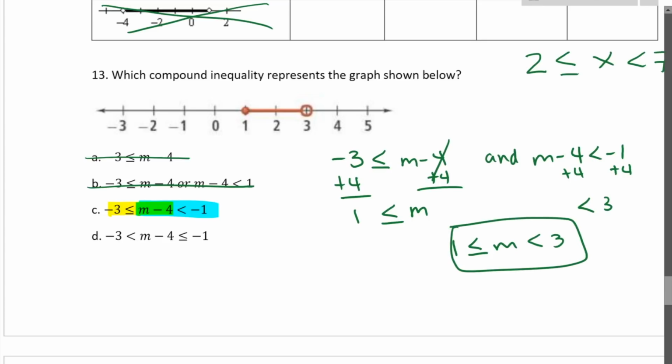So is it C or is it D? Well, +1 should be closed, and that's what this one is. So is there one that matches? Yes, this one.